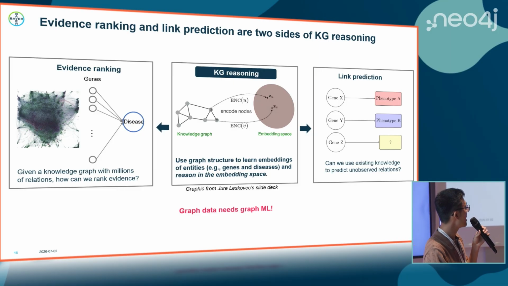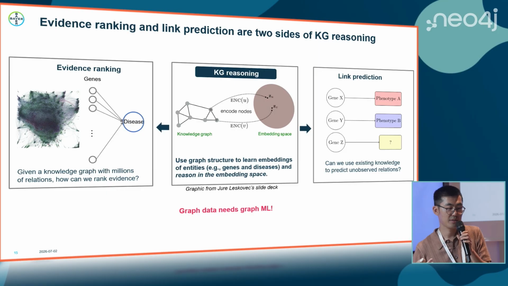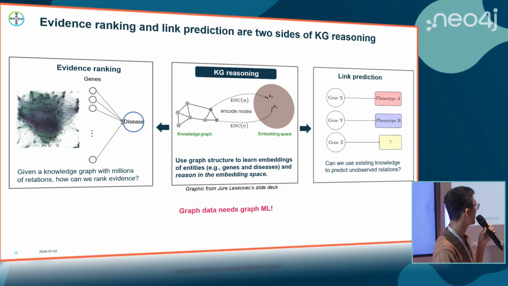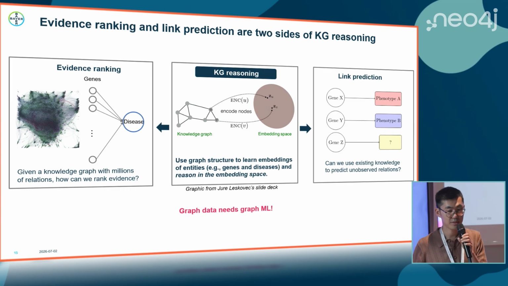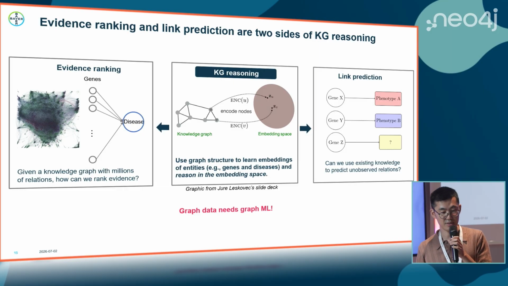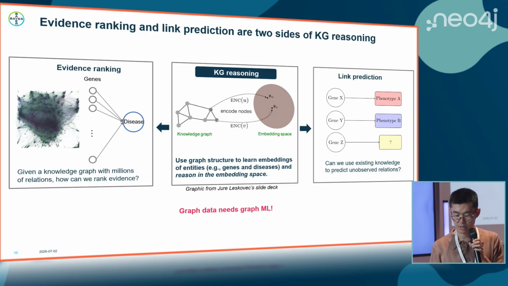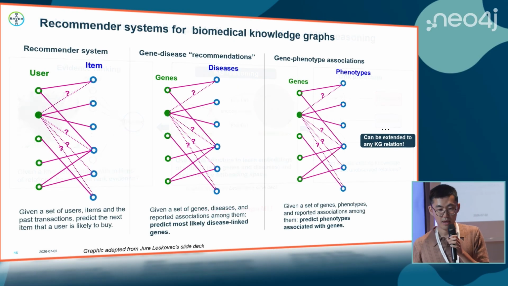So once you have the scores for predicting links, if you interpret them as evidence, or as how likely it is that there is a link between a pair of entities, then you can also use this for ranking evidence. So I will talk about also whether it's always a clear one-to-one relationship. Like if something is good at link prediction, is it good at evidence ranking? I will briefly comment on that as well.